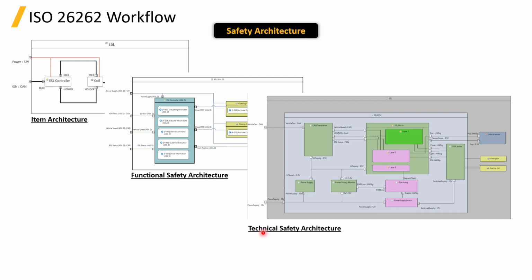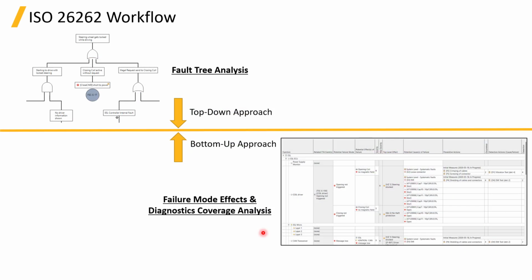It is crucial to recognize that the development of a safety architecture is not solely the responsibility of the safety engineer. It is a collaborative effort between the development and safety teams. Safety analysis is a crucial step in ISO 26262, providing both qualitative and quantitative information on system failures. There are two approaches, the top-down approach and the bottom-up approach.